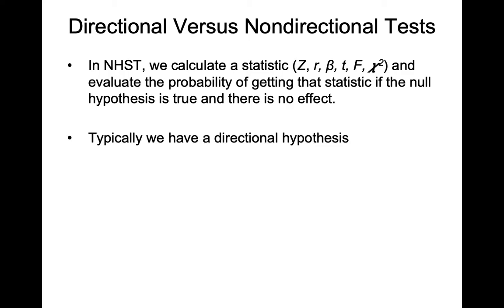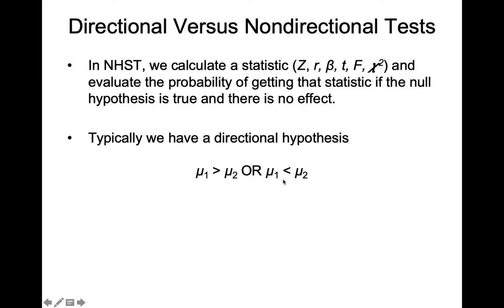Typically, we have a directional hypothesis. So here would be two examples. We would have a hypothesis that a treated population will have a higher score on average than an untreated population. So that was the example that we did last time, that we would say that a group of students that gets memory training should have a higher exam score than people that don't.